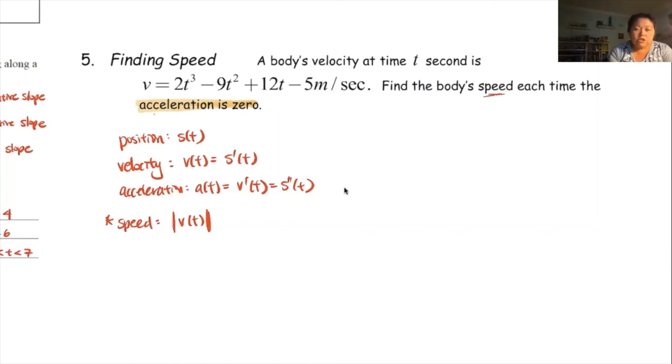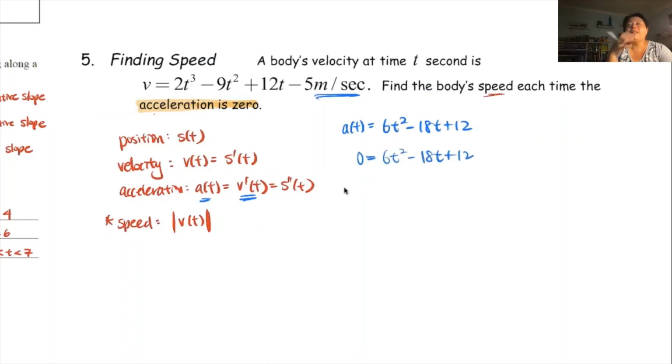Okay, I am given v of t. So based on my relationship chart here, to get acceleration, I need to take one more derivative because I already have v. I want one more derivative, v prime, to get acceleration. So acceleration is 6t squared minus 18t plus 12. The meters per second is a unit, it's not a variable. It says when acceleration is 0, so set this equal to 0. So you're solving for t, you're trying to find out what time this happens. Factor out a 6, make your life a little easier.